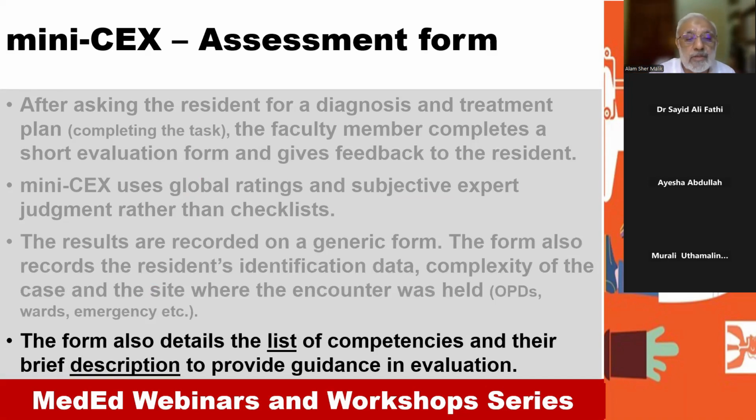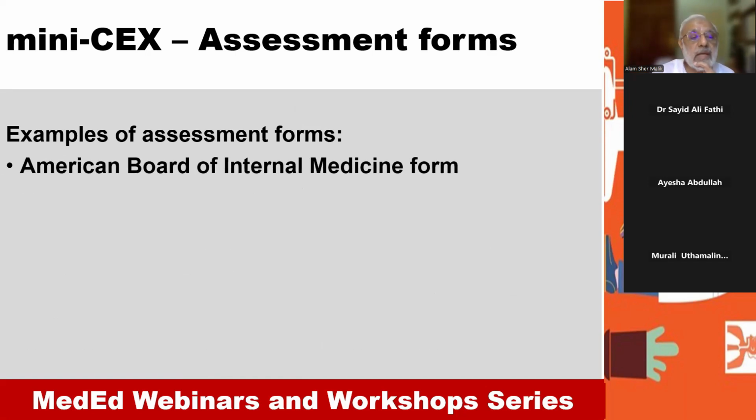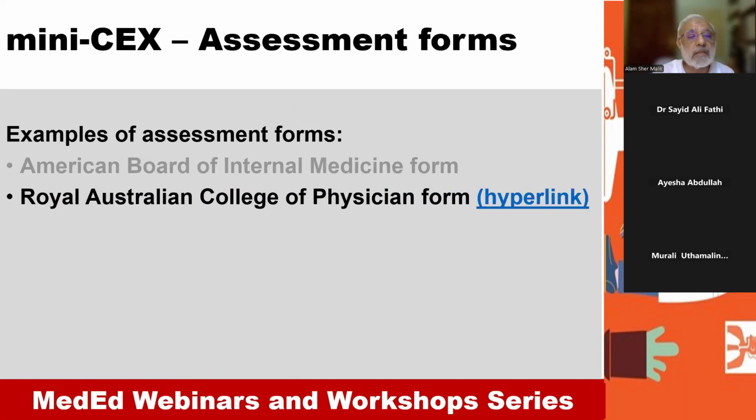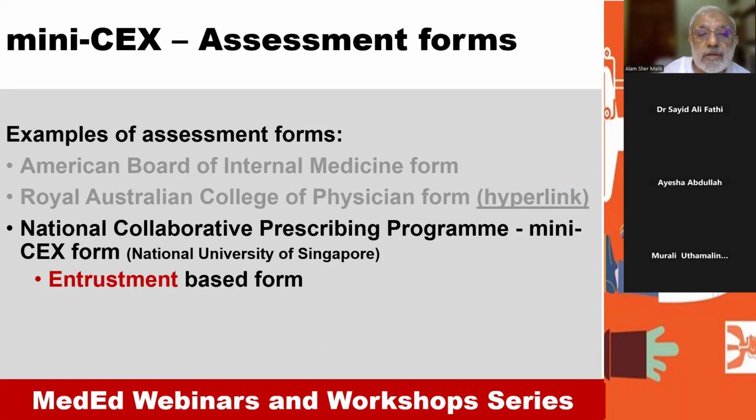The form also lists the details of competencies and their brief descriptions to provide guidance in evaluation, meaning that some kind of rubrics is provided. So here we have these 3 examples: the American Board of Internal Medicine, the Royal College of Physicians, and the National Collaborative Prescribing Program, which is entrustment based.